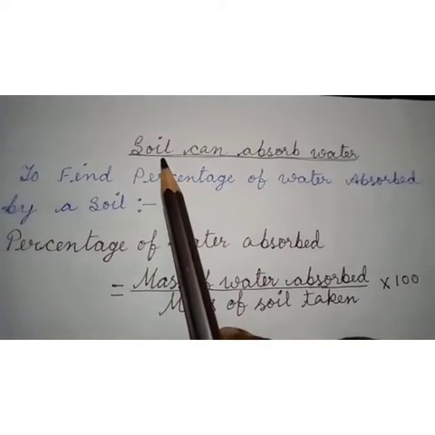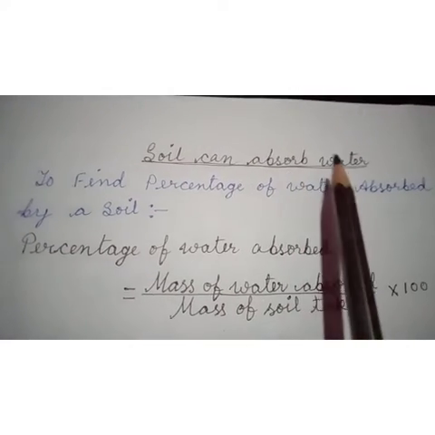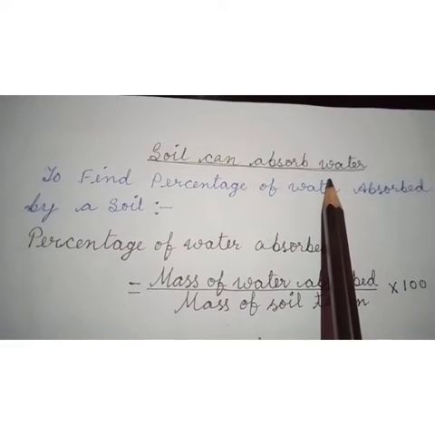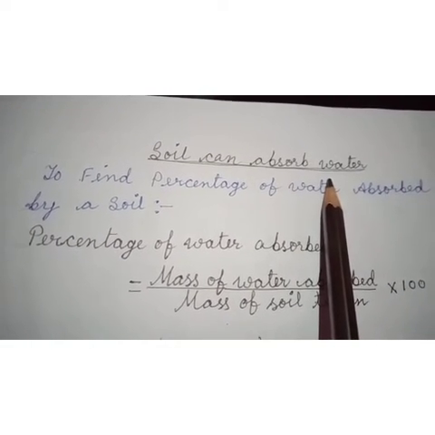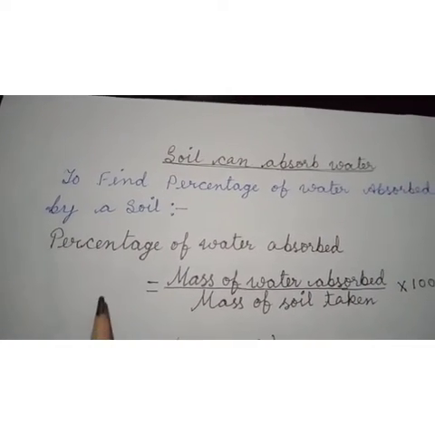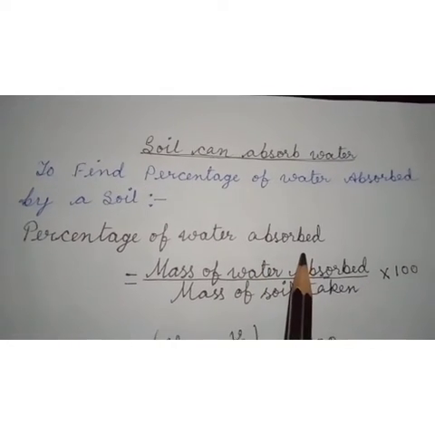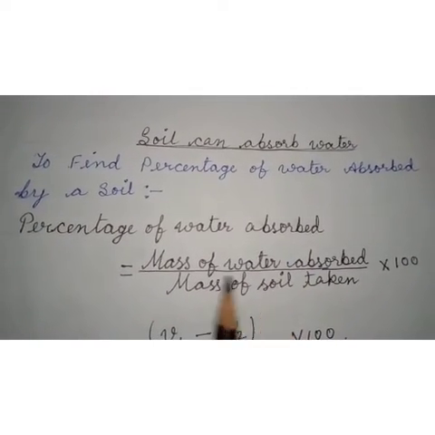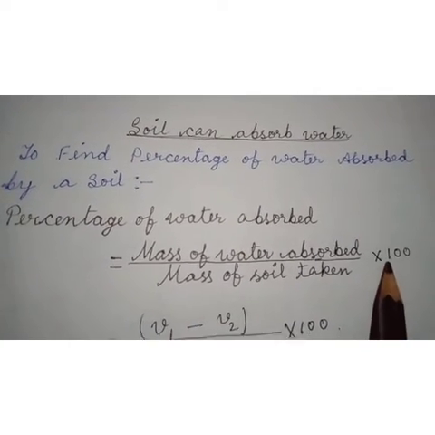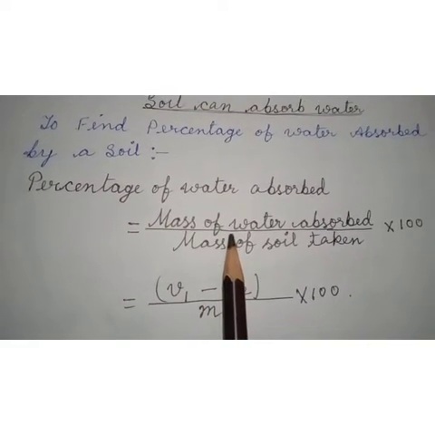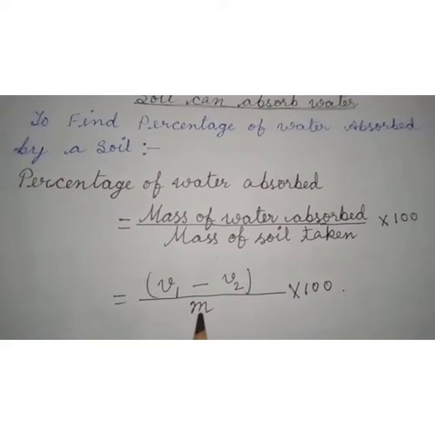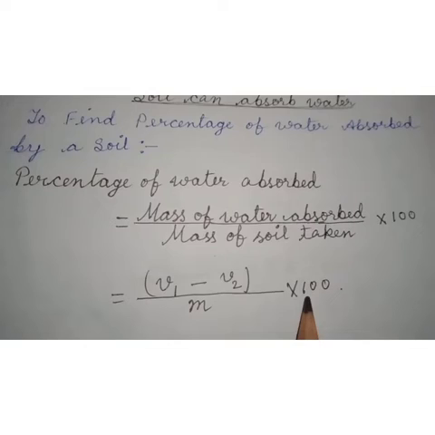Next property of soil is soil can absorb water. Though soil usually contains some water, it can still absorb a lot of water. And we can find out the percentage of water absorbed with the help of this formula. Mass of water absorbed divided by mass of soil taken into 100. This formula can be derived as (V1 minus V2) divided by M into 100.